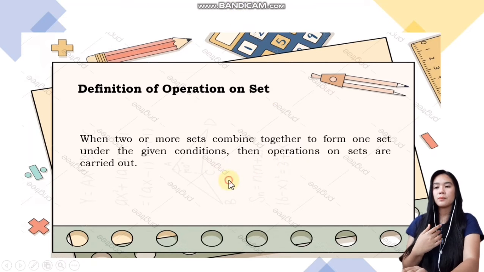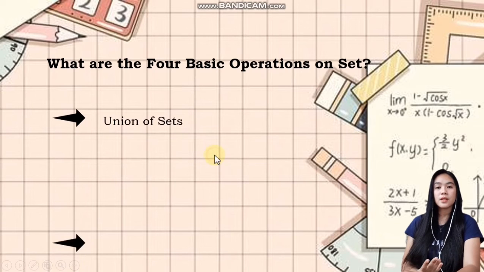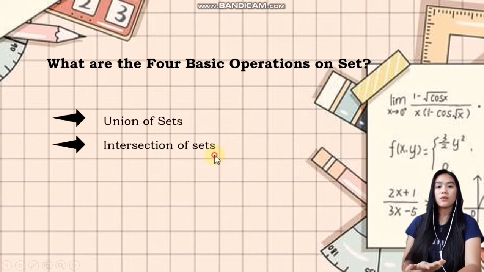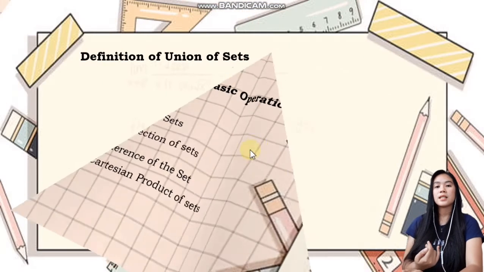So now, let's proceed to the four basic operation on set. So, these are the union of sets, intersection of sets, difference of the sets, and the Cartesian product of set.